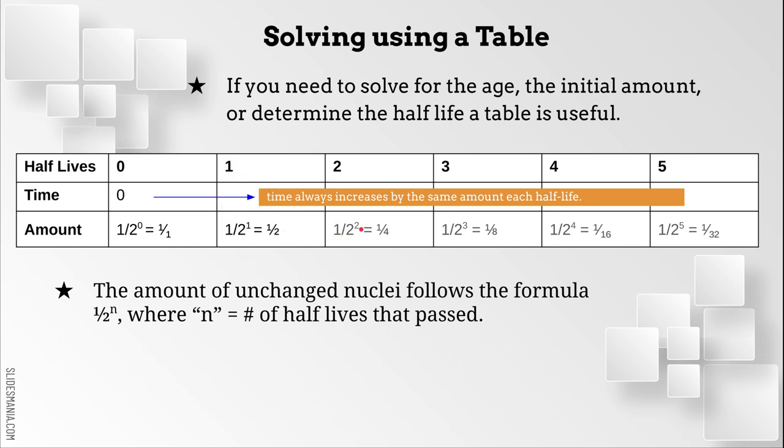After 2 half-lives, 2 squared is 4. So we have a quarter, 1/4. After 3 half-lives, you have 2 times 2 times 2, which is 8. So we have 1/8 left. So we went from 100% to 50% to 25%, a quarter. Now we have 12.5%, 1/8, and so on.